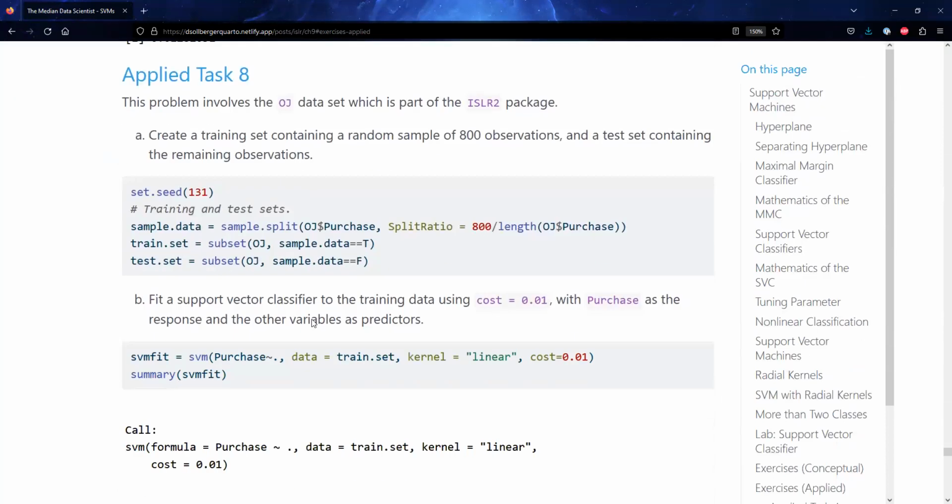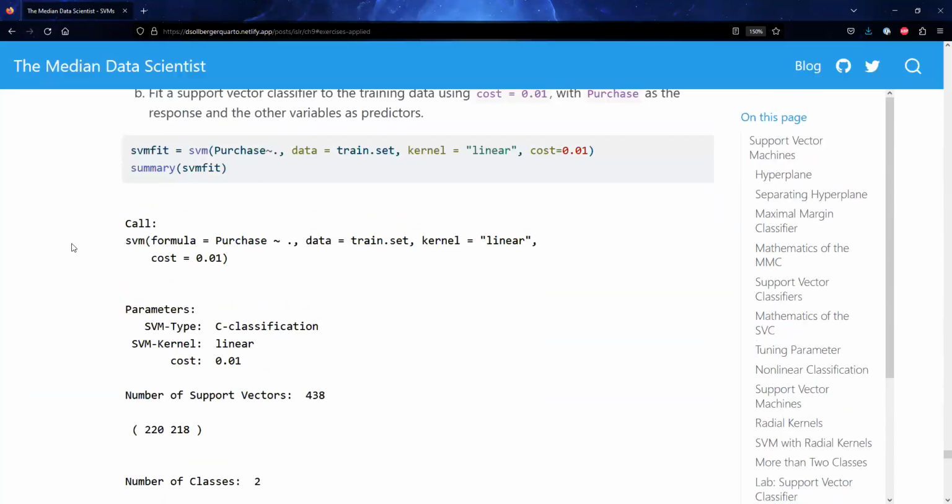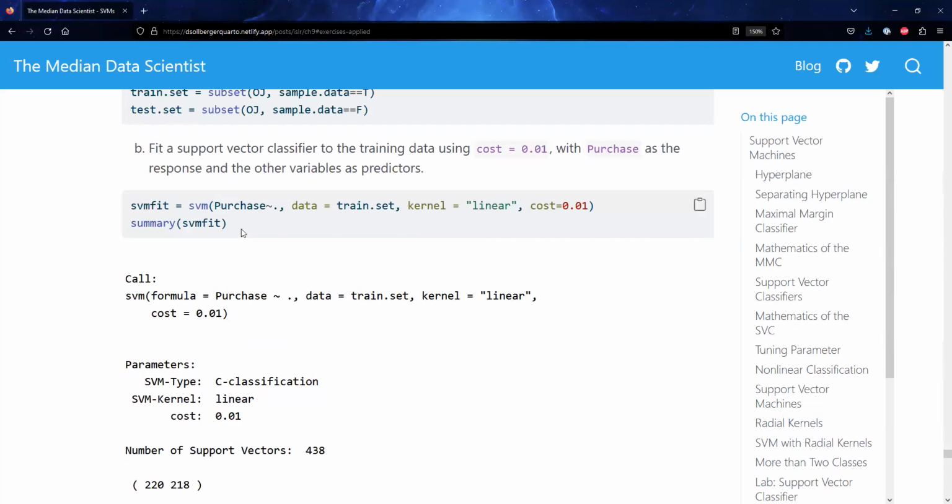All right, folks, one more problem here. We're looking at the orange juice data set provided by the authors of the ISLR textbook. We have a sample of 800 observations, putting some of those in the training set, some of those in the test set. The model is going to be the purchase variable explained by all the other variables.